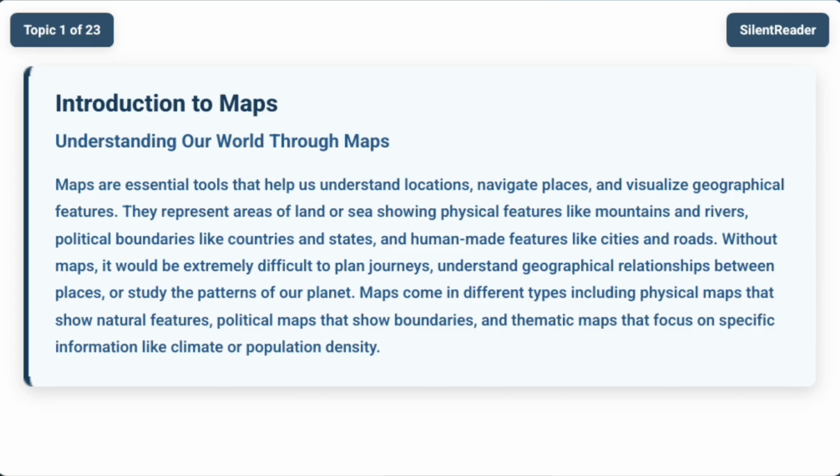Without maps, it would be extremely difficult to plan journeys, understand geographical relationships between places, or study the patterns of our planet. Maps come in different types, including physical maps that show natural features, political maps that show boundaries, and thematic maps that focus on specific information like climate or population density.